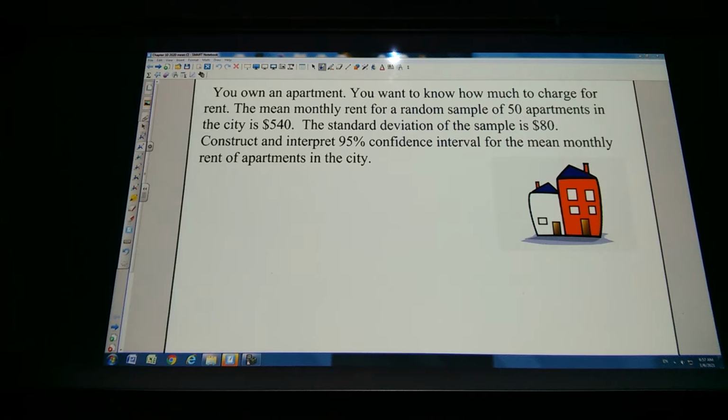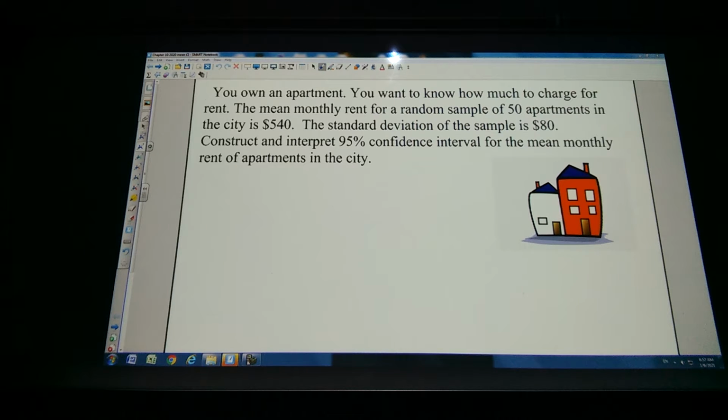Confidence Intervals. So here we go. Here's our problem. Okay, very typical type of problem you will see in Chapter 10. It says, you own an apartment. You buy it, you're going to rent it out. You want to know how much to charge for rent, so you look around the city to see the mean monthly rent for a random sample of 50 apartments.